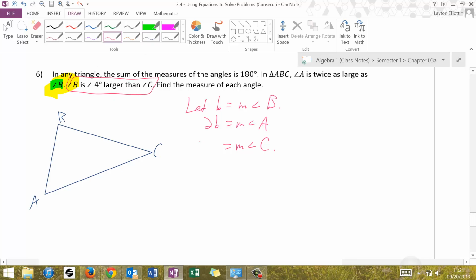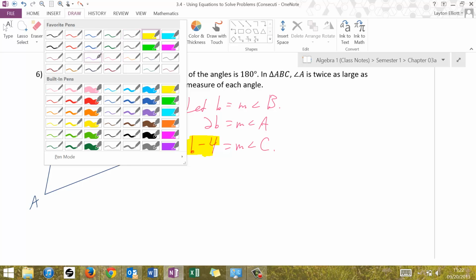I will have a lot of people put B plus 4 here, but that wouldn't make B be larger than C. You need to subtract 4 to go back to figure out what C is. This is really, really, really important. I want to hone in on this for a second. It says B is 4 degrees larger than C, but our variable has been defined in terms of B. We actually have to subtract 4 to get back to what C was. Now we have one variable.